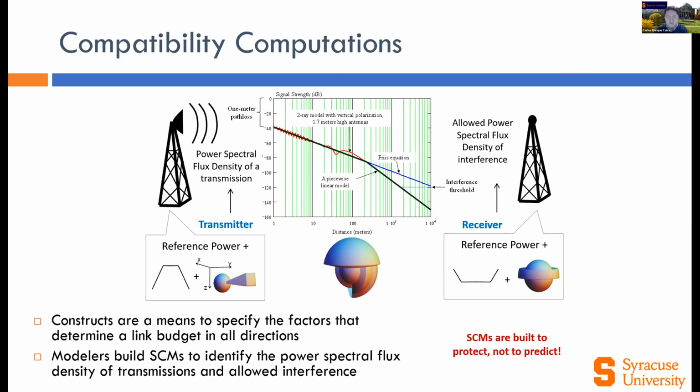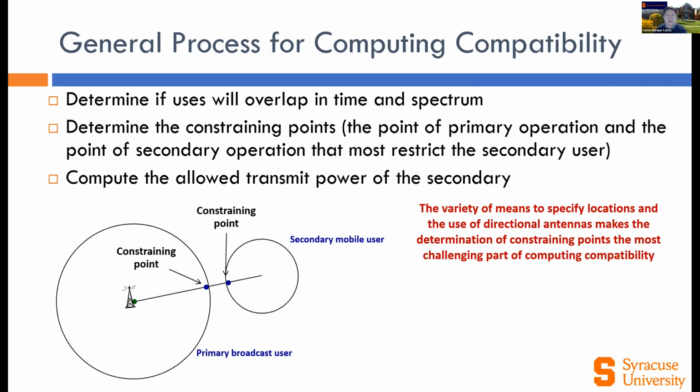If the system is a frequency hopping system or a direct sequence spread spectrum system, there are other ways in which that computation takes place, considering duty cycles and things like that. So the general process of computing compatibility will be to determine if the two systems will use spectrum that is common to both of them, and will they be operating at the same time around the same location.